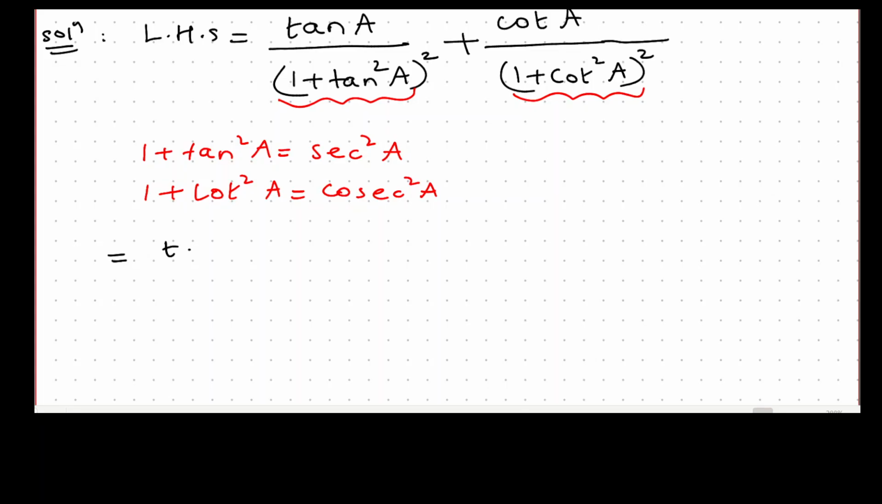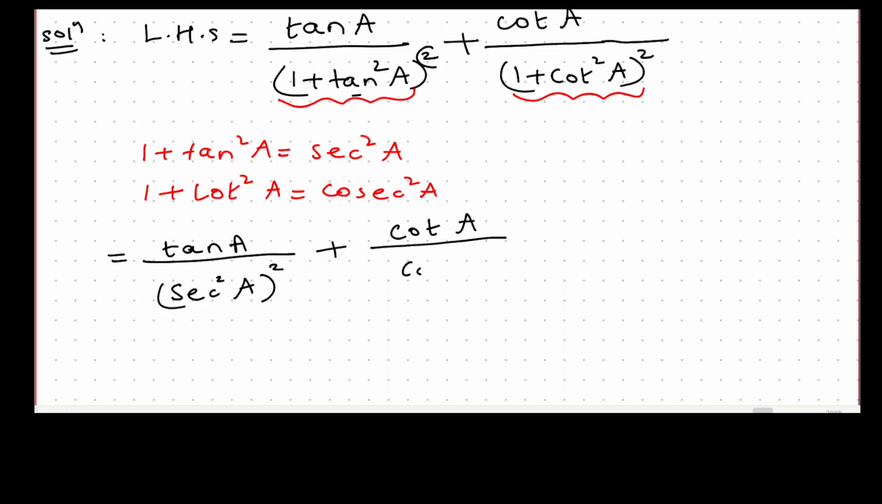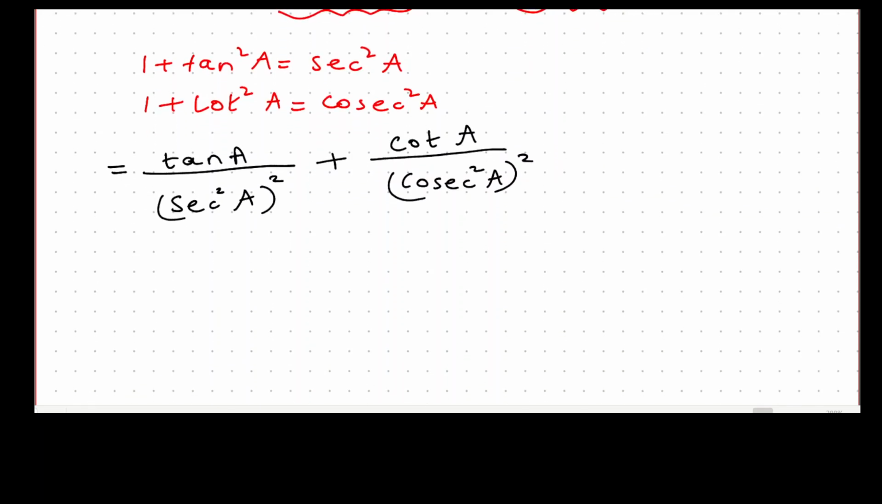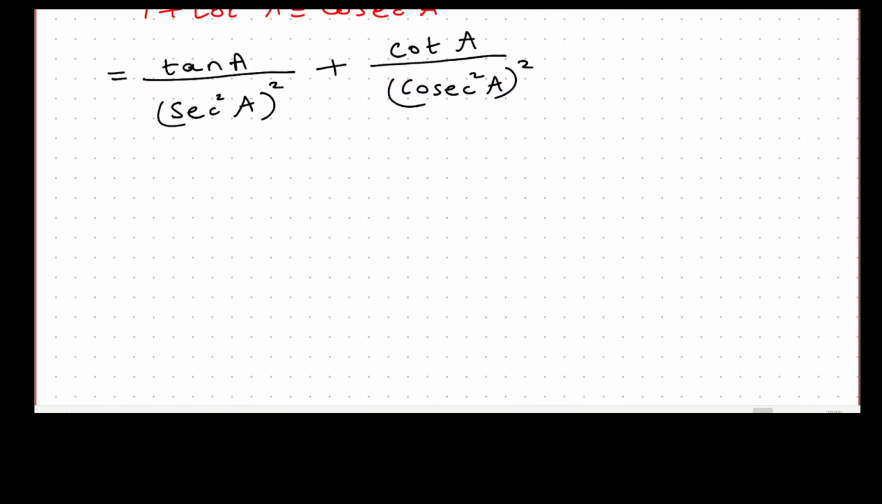So it will become tan a upon, in place of 1 plus tan square a we will write sec square a, and then raised to the square because one more square is here, right? So now again cot a upon it will become cosec square a the whole square. Okay, now let's solve further.